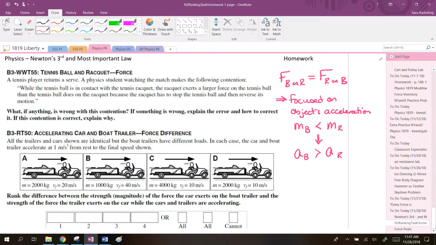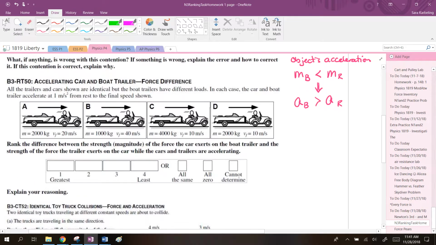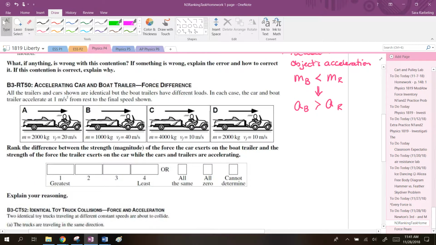Let's keep going. All right, problem number 2 says, accelerating car and boat trailer. All the trailers shown and cars shown are identical. The boat trailers have different loads. So in each case, the car and the boat trailer accelerate at 1 meter per second squared from rest to the final speed. Rank the difference between the strength of the force the car exerts on the boat trailer and the strength of the force that the trailer exerts on the car while the trailers are accelerating. Did you guys come up with an answer over here?